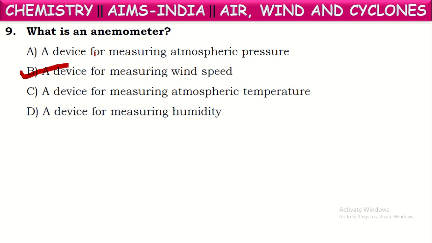A device used for measuring atmospheric pressure is barometer, isn't it? The device used for measuring atmospheric temperature is thermometer. The device used for measuring humidity is hygrometer. So the device used for measuring wind speed is an anemometer.